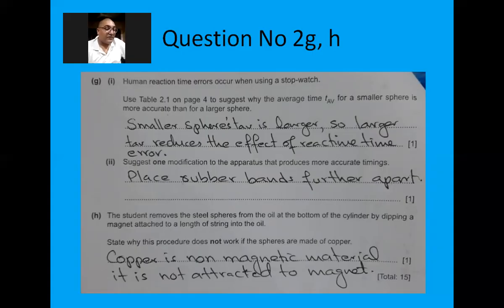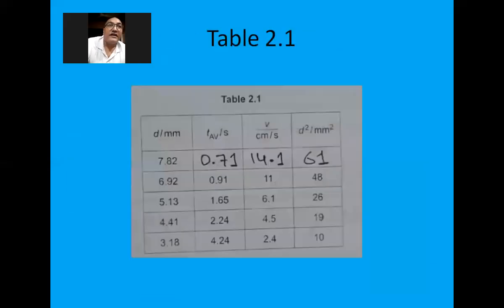So use table 2.1 on page 4 to suggest why the average time, T average, for a smaller sphere is more accurate than for a larger sphere. Let me show you from the table. You see, these are smaller spheres. This is a smaller sphere, this is a smaller sphere, this is a smaller sphere. So the smaller sphere takes longer time. Whenever the time which you are measuring is longer, the effect of the reaction time reduces.